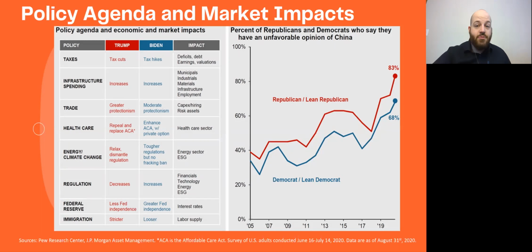We may, instead of trying to repeal the Affordable Care Act, try to enhance it and include a private option. Tougher regulations on energy and related to climate change. We could see that happening. Regulation will likely increase. That's been a Democratic Party platform for a while now. Greater Fed independence, Federal Reserve is what Fed stands for there, and potentially a looser stance on immigration. That's what we're looking for.